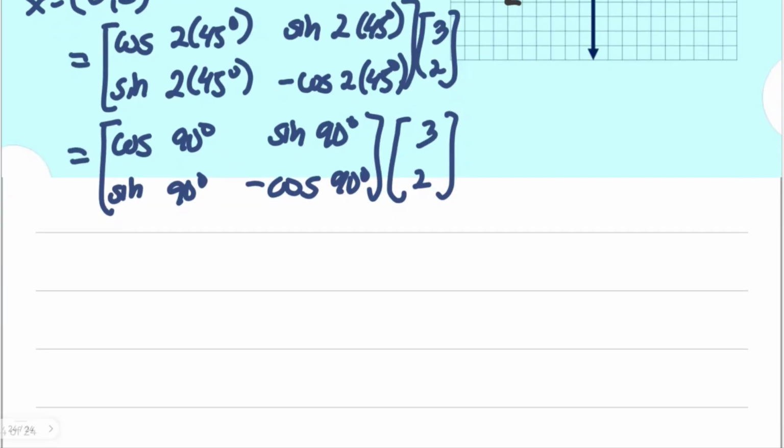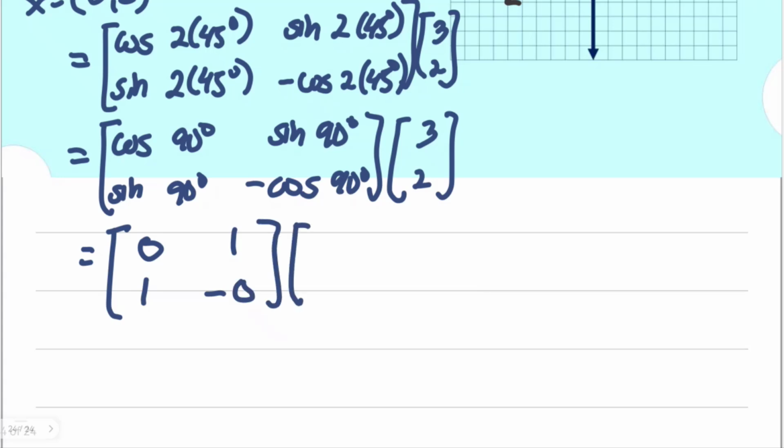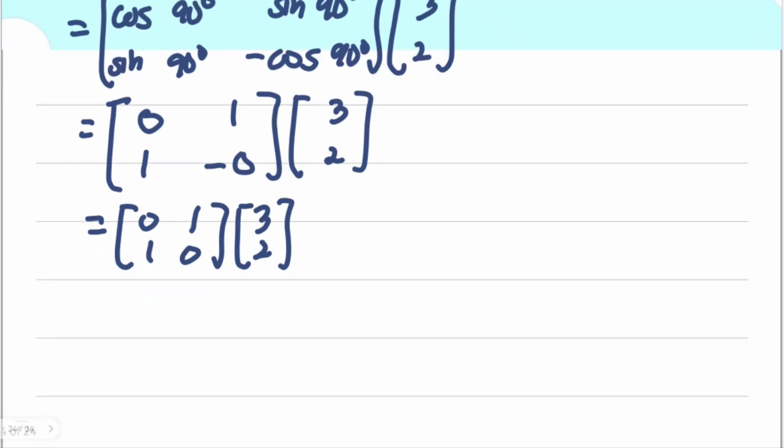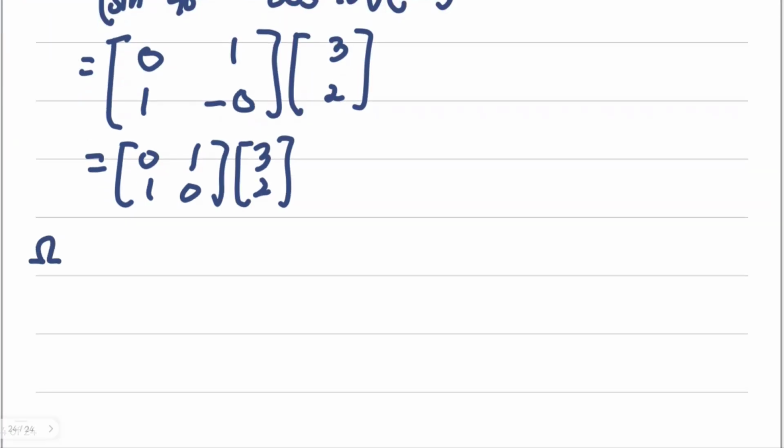So the cosine 90, we know that to be 0. Sine 90 is 1, right? Sine 90 is also 1. This is negative of 0, or simply 0. You have here 3 and 2. So basically you have here 0, 1, 1, 0, and then you have 3 and 2. So for the reflection of your x along the line of your angle, you will have here 0 times 3.